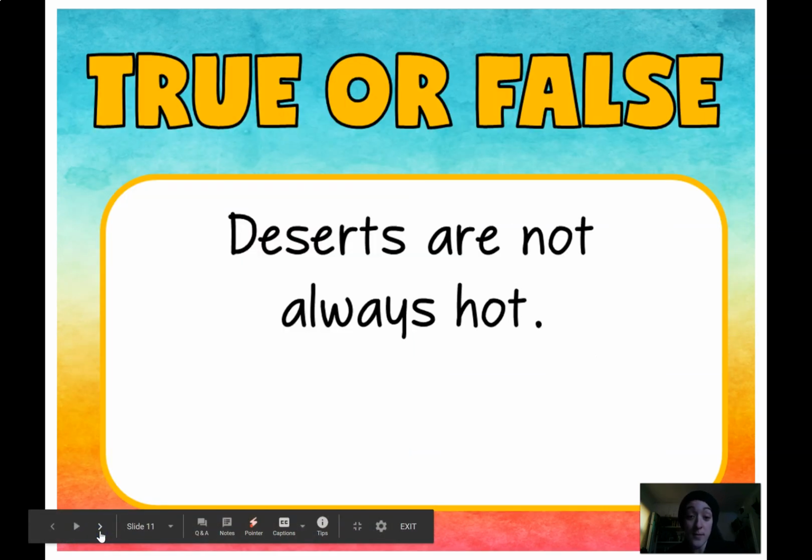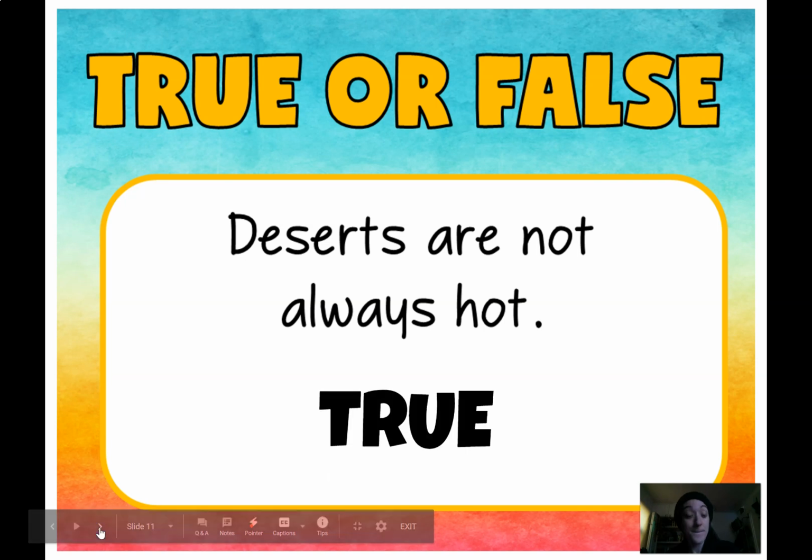True or false, deserts are not always hot. And that's true. Sometimes deserts are hot and sometimes deserts are cold deserts, like the Gobi Desert in China. So, even though a desert is a dry place, we often think of deserts as being a very hot place also, but not always. It could be hot or cold. The main thing about a desert is that it's lacking water, right? It gets less than 10 inches of precipitation each year.